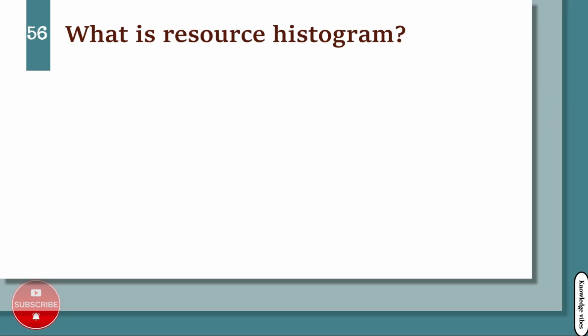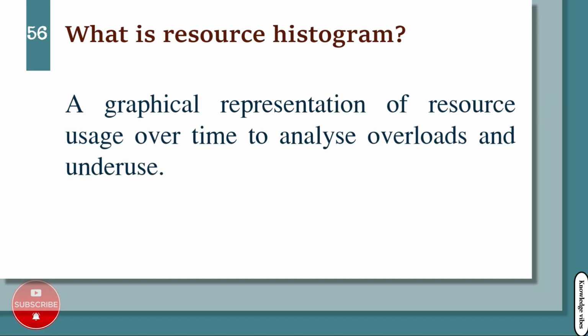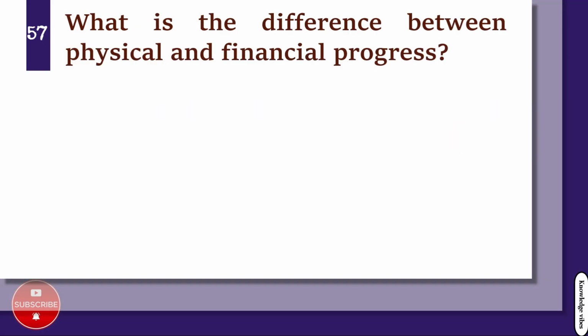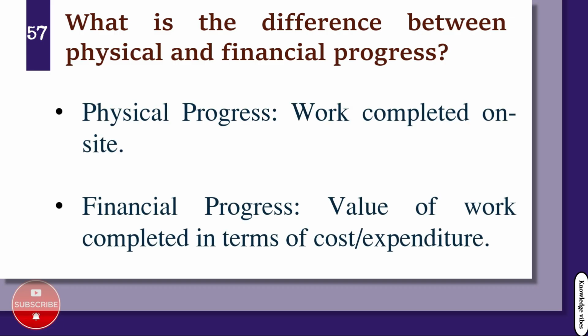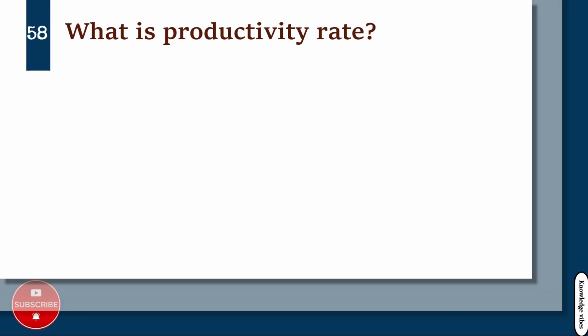What is a resource histogram? A graphical representation of resource usage over time to analyze overloads and underuse. What is the difference between physical and financial progress? Physical progress, work completed on site. Financial progress, value of work completed in terms of cost/expenditure.